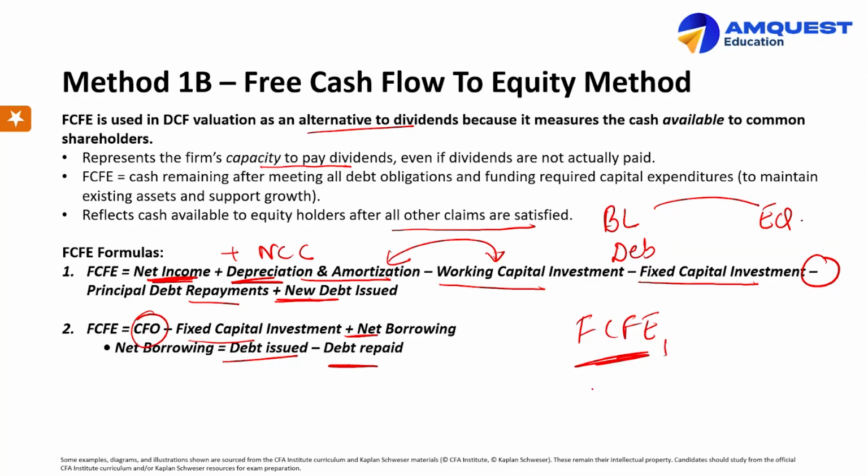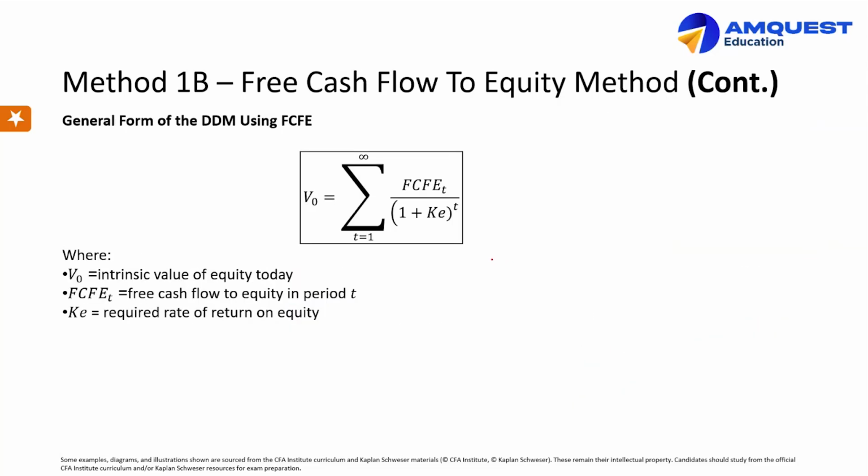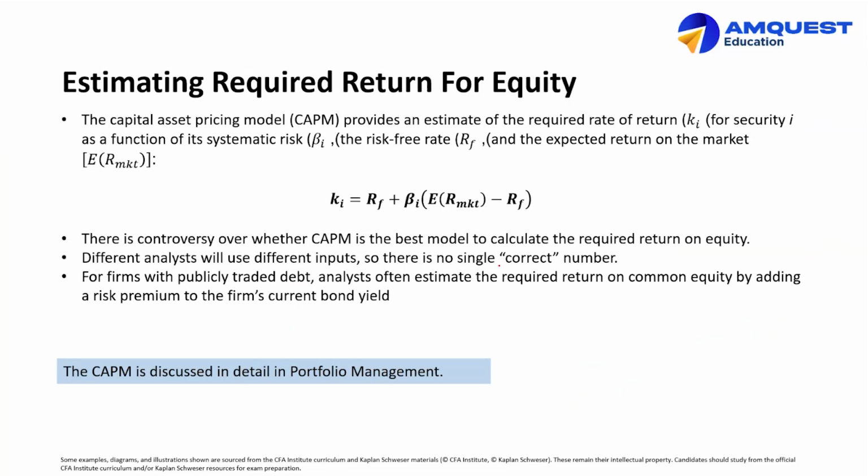FCFE of year 1 divided by 1 plus R raised to 1, plus FCFE of year 2 divided by 1 plus R raised to 2, and you will do the valuation accordingly. Again, this is the sum of the FCFE discounted at 1 plus KE. The required return on equity, KE, can be calculated using the CAPM formula. I gave you this formula. It is the risk-free rate plus beta of the security multiplied by the expected return from the broad market minus the risk-free rate of return.